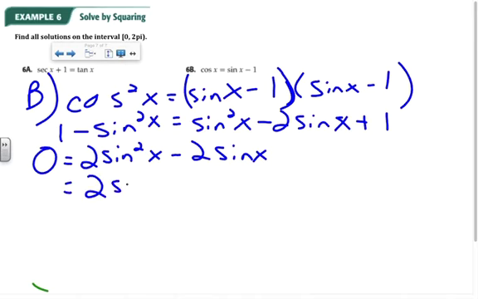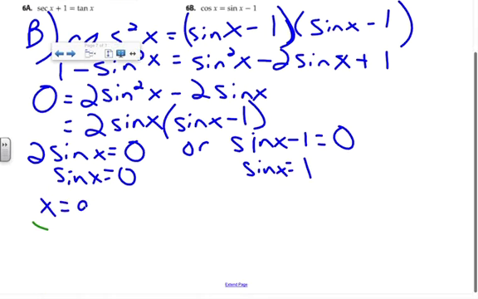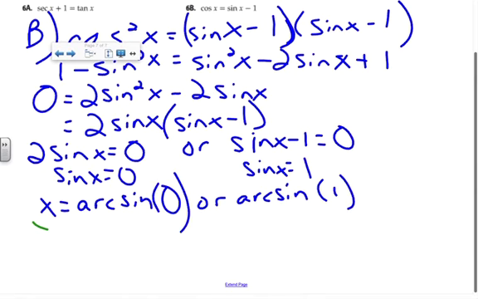At this point, I can factor this expression by factoring the greatest common factor of 2 sine x out. When I do, I'm left with sine x minus 1. Setting up my two expressions now equal to 0: 2 sine x equals 0, or sine of x minus 1 equals 0. So sine of x equals 0, or sine of x is 1, which means x is the arc sine of 0 or the arc sine of 1. On my reference sheet, I'm looking for where I see a y-coordinate of 0 or 1. That happens a few times. It happens at 0, it happens at pi over 2, and it happens at pi.